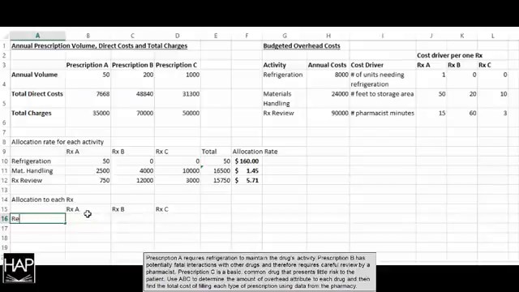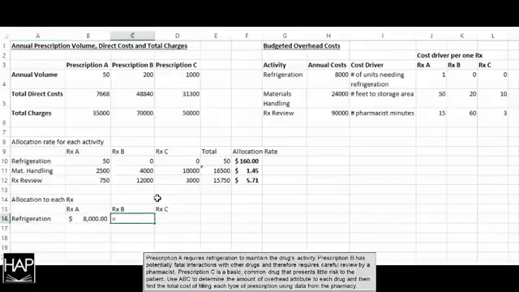So I'm going to take the refrigeration here. For prescription A, the allocation rate is $160 per unit needing refrigeration. And we determined that prescription A has 50 units that need to be refrigerated over the course of the year. So that full $8,000 is being attributed to prescription A.